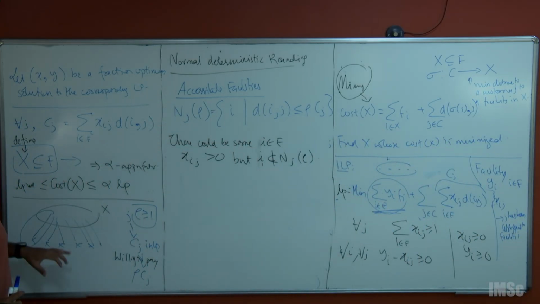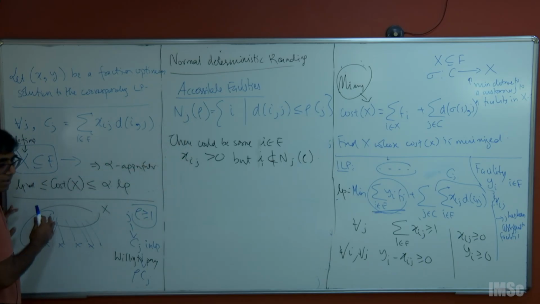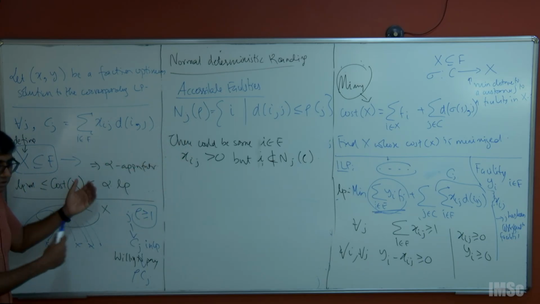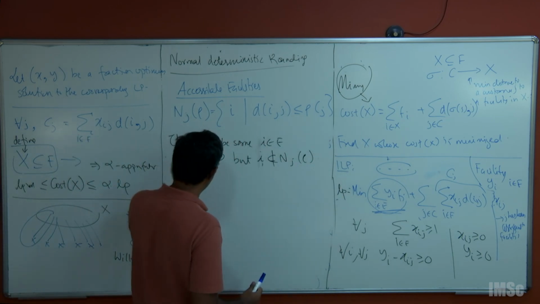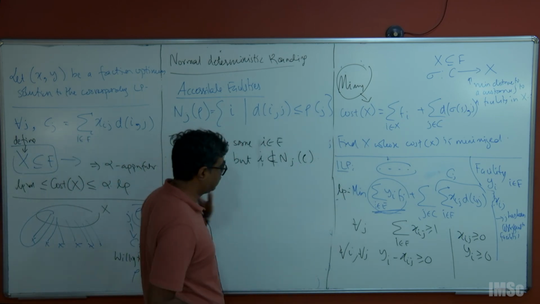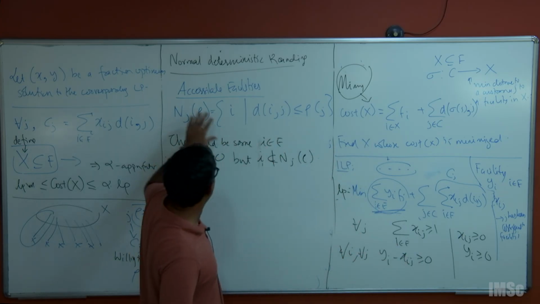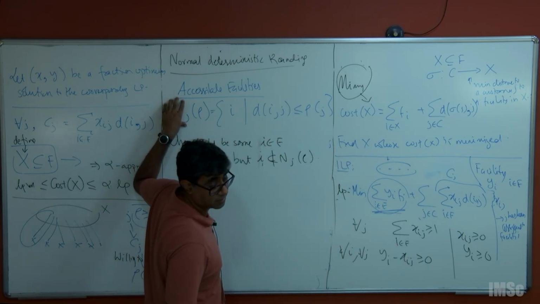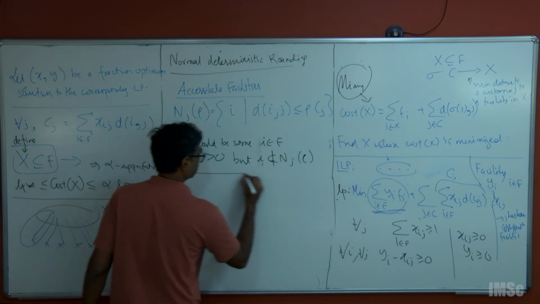This is something to observe, because I defined this definition without looking at my LP solution, so I need to relate them. It's possible that when I solve the LP, there is some facility for which the corresponding xij is strictly greater than 0, but it is not part of my accessible facilities.